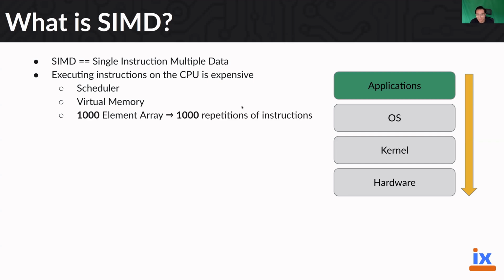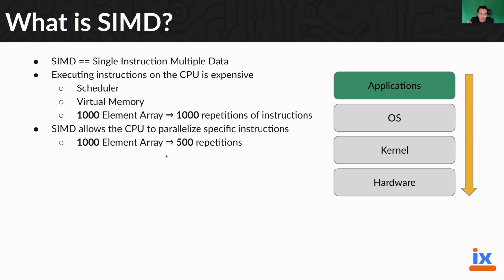Imagine we have a 1,000 element array and we need to run 1,000 repetitions of a set of instructions over it. In that time, the scheduler might switch contexts, then we might lose our cache affinity, or some allocation has to be done. I don't know, just a bunch of things might happen. So if we can reduce the number of repetitions that happen on the CPU, then perhaps we can gain a lot of performance. What SIMD allows us to do is to parallelize specific instructions.